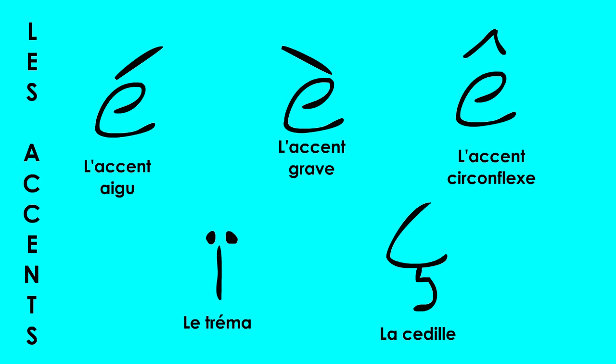The French accents. There are 5 accents in French. They are not there as mere decorations, they have a purpose. I'll name them all first. L'accent aigu, l'accent grave, l'accent circonflexe, le tréma, la cédille.